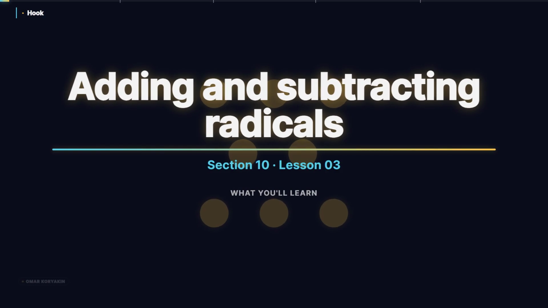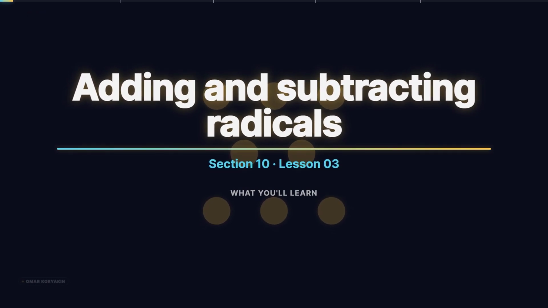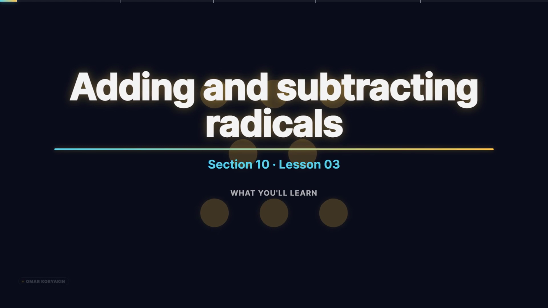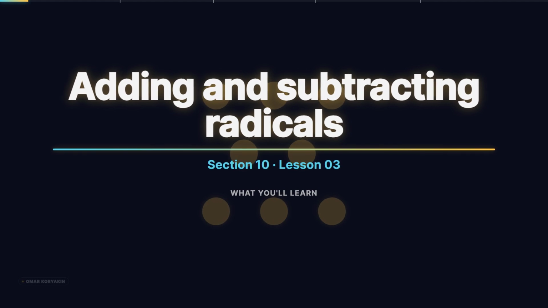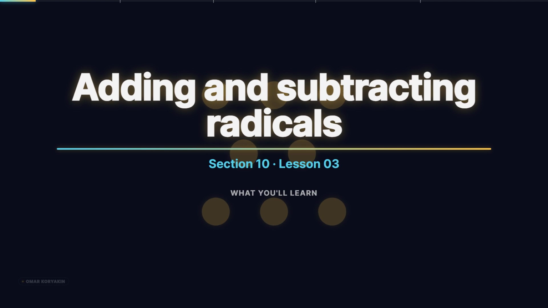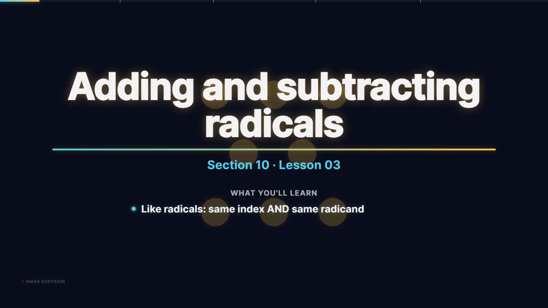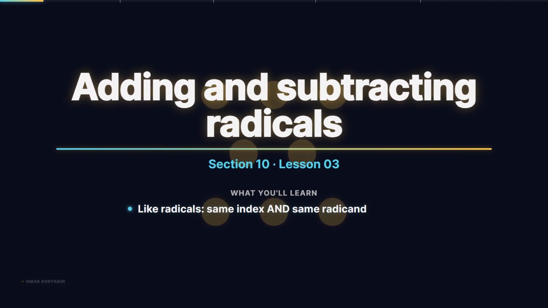Welcome to Section 10, Lesson 3. Adding and subtracting radicals follows the same rule as combining like terms in polynomials: the parts have to match before you can combine them. For radicals, matching means same index and same radicand. Like radicals are the radical analog of like terms.